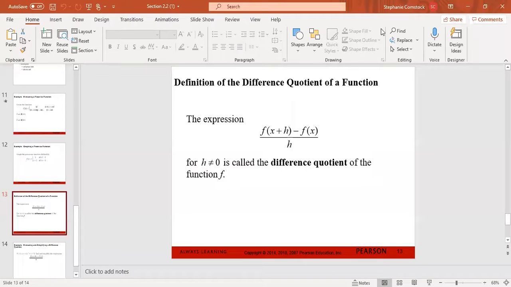Okay, so in this section for 2.5, we're going to be talking about what's called the difference quotient of a function. And so the expression here that we have is f of x plus h minus f of x over h. Okay, and h can't be 0. Now, this is called the difference quotient.